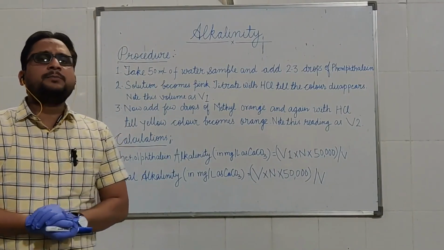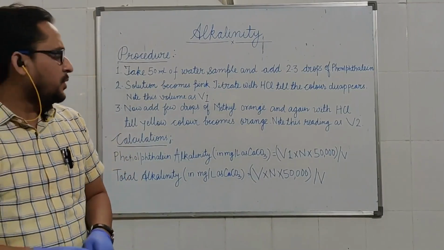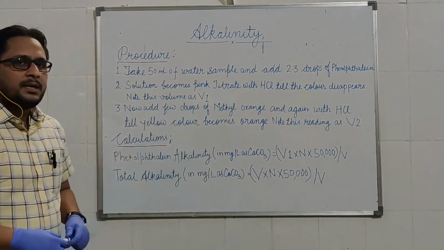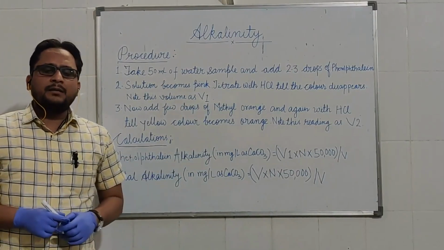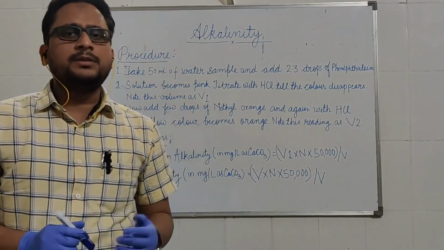Then we titrate that pink color solution till the color disappears. We note down that reading as V1. Then we again add few drops of methyl orange. Now after adding methyl orange, the solution turns yellow color.